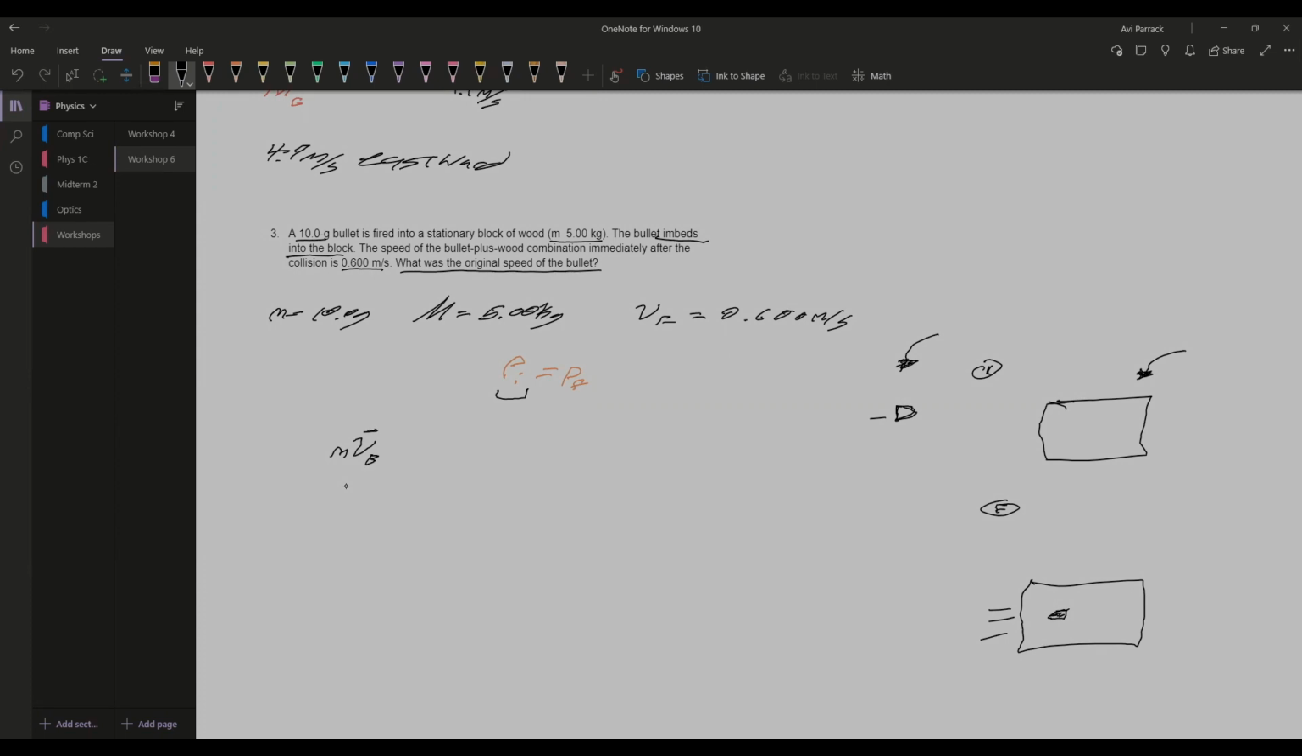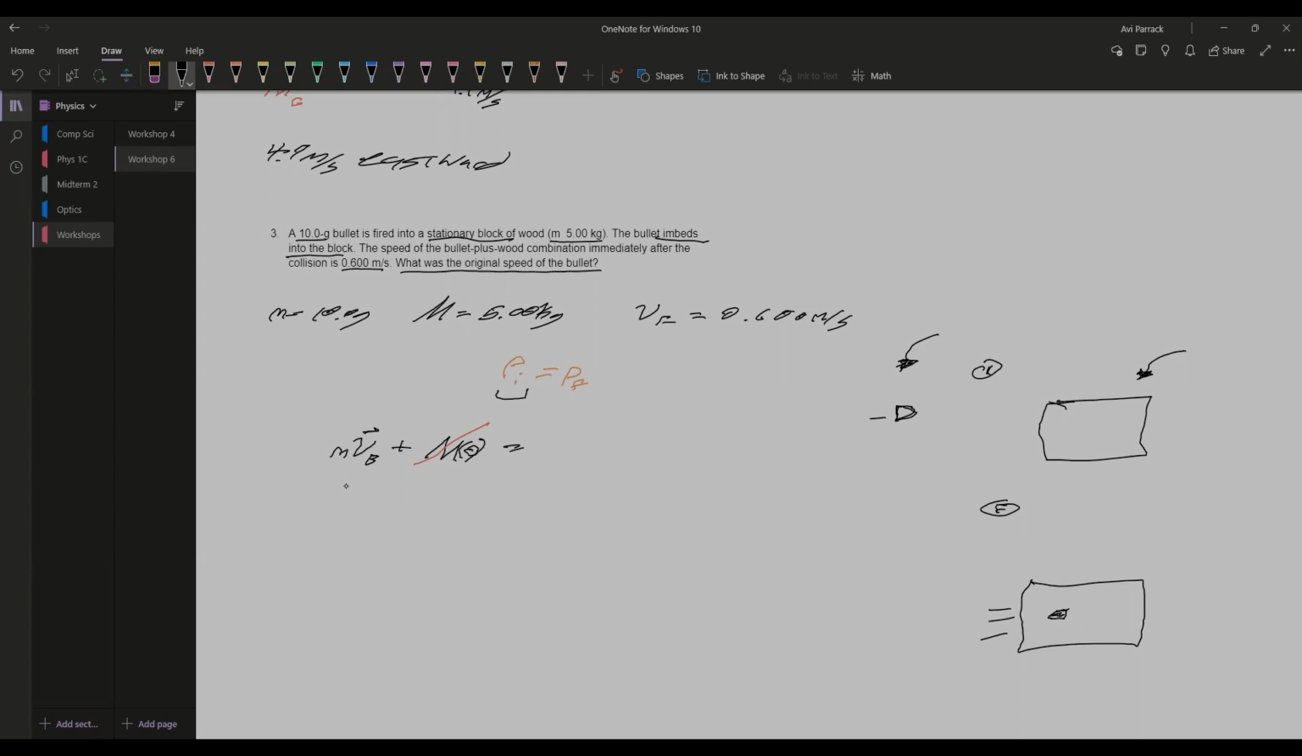And then in addition to that, we've got the momentum of the block of wood. So p is equal to mv, and this is big M for the block of wood. And what is its velocity? It's a stationary block of wood. Velocity is 0. So this M times 0 is 0. And this just goes away, in this problem at least.